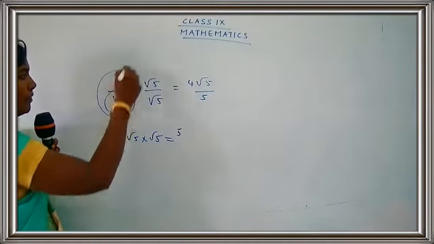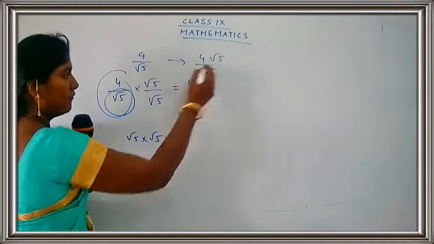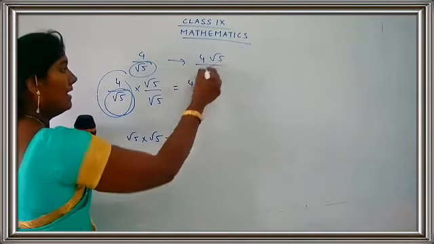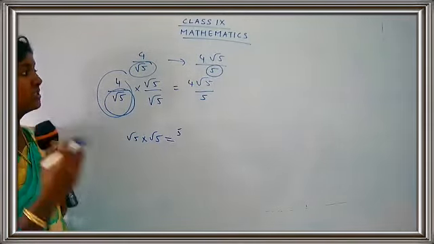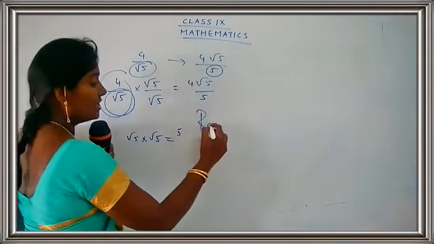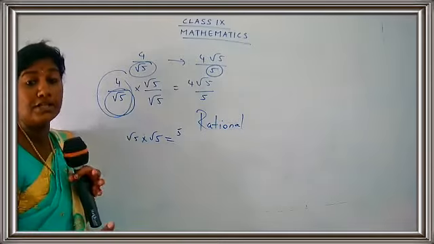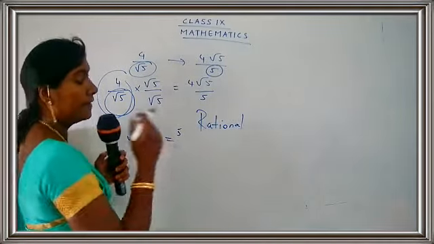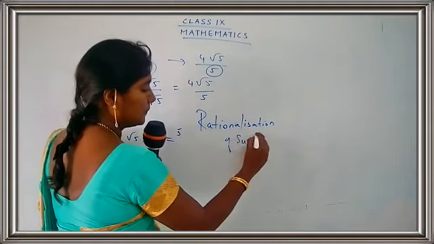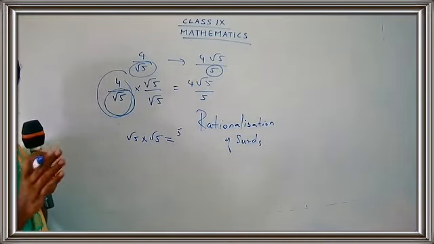So we started with the number 4 upon root 5 and we got the answer as 4 root 5 upon 5. We started with an irrational root in the denominator and now you got a rational number. So this is what you call rationalization of surds. What is this called? Rationalization. What are we doing? We are rationalizing. We are changing the irrational number into a rational number. The procedure is called rationalization of surds. Clear, children? So this was one of the types where you have just a single number.